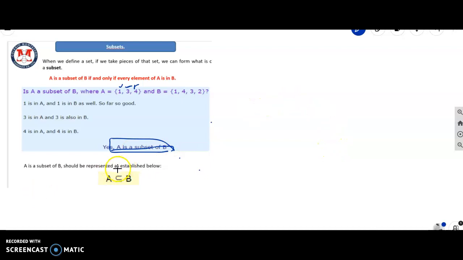How can we write this? Like this. A is a subset of B with this symbol. So what happens if, for example, A equals 1, 4, and 12? The question is, is A a subset of B? And the answer will be no. A is not a subset of B because 12 is not included in B.